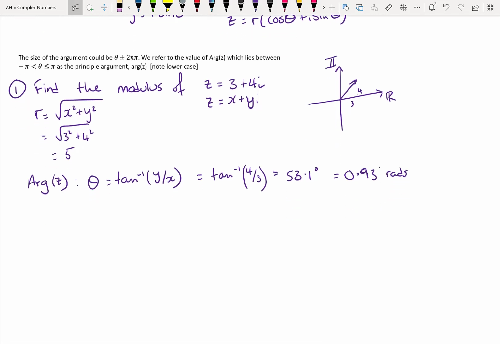So what we do is we found it and we've kept it as the big A. It's the argument. We don't know what value it's going to give us yet. It might give us a value that we don't like. But my 53.1 degrees, my 0.93 radians, is in our principal range. It is between minus pi and pi, between minus 180 and 180. So we can say that it is the arg of z, literally, equal to 0.93 radians.